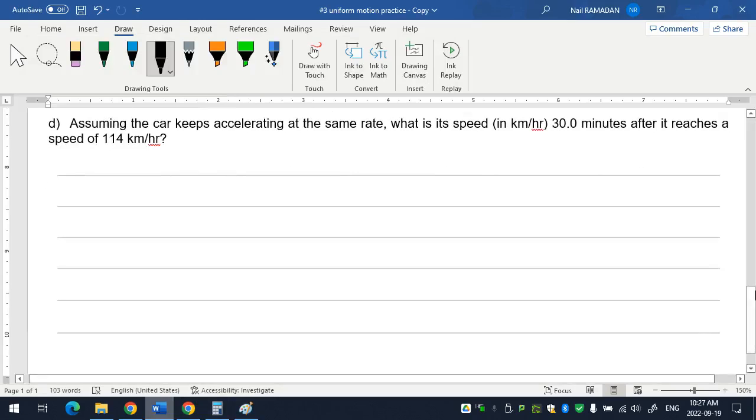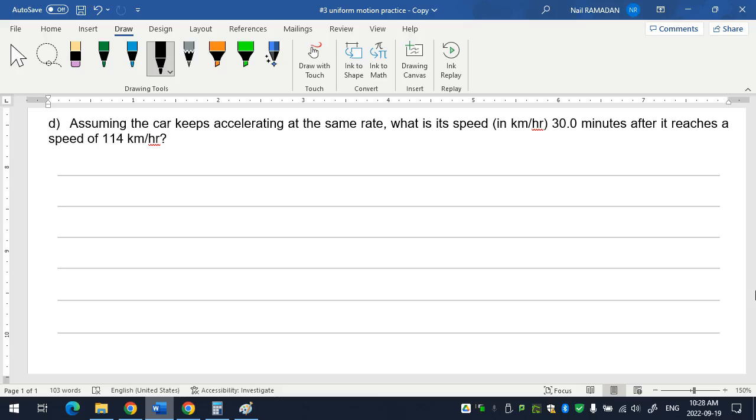Assuming the car keeps speeding up or accelerating for only how much time though? Only 30 minutes. What is the speed in kilometers per hour? Should that be hour squared or hour? Did I make a typo here or is this correct?